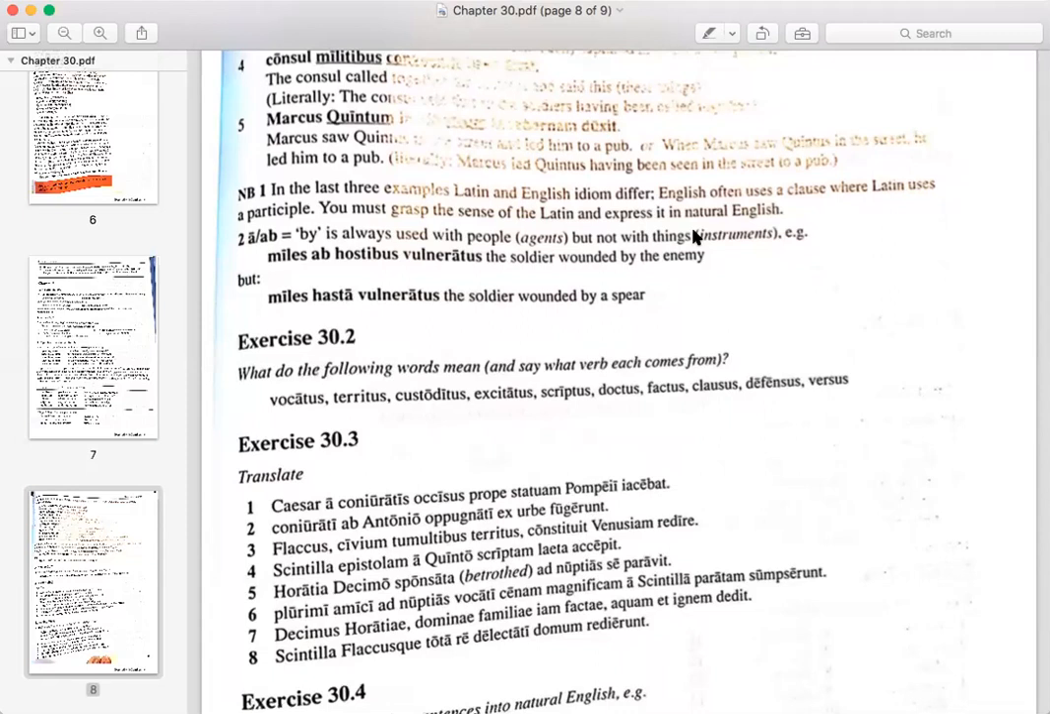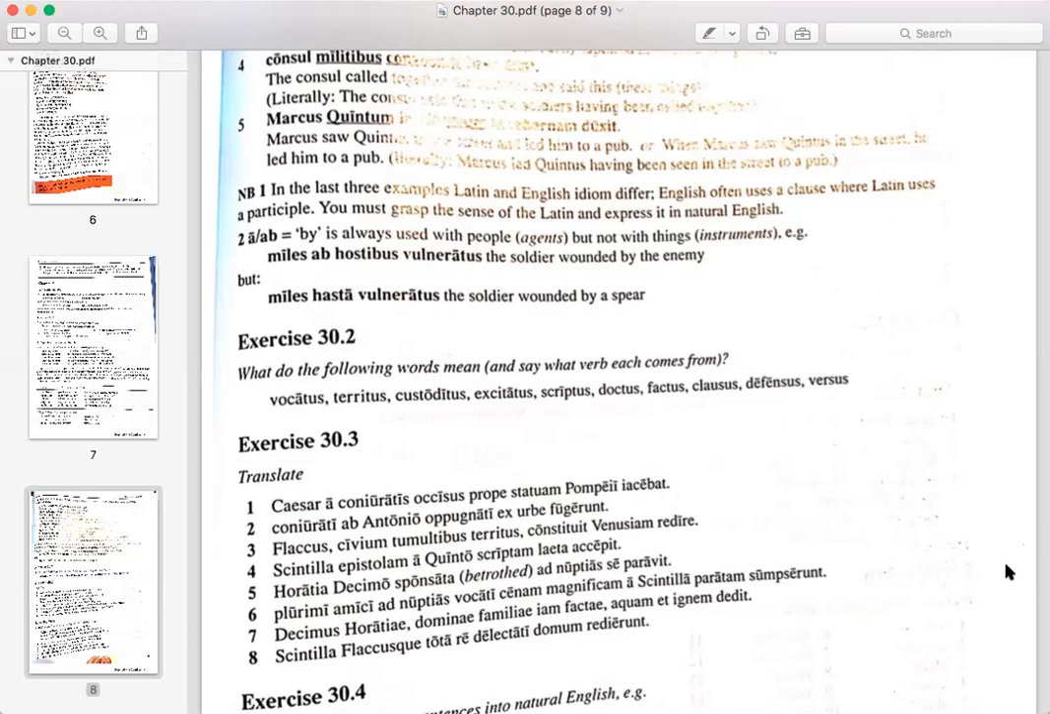Nota bene 2. A or ab, by, is always used with people or agents, but not with things or instruments. And that's kind of what we talked about when we were talking about ablative stuff. So the soldier wounded by an enemy, you've got ab hostibus, which is nice, because that's a straight up indication that you've got something that's passive. But in the second example, the soldier wounded by a spear, the hasta does not have a preposition, but it is in the ablative case as indicated by that long mark over the A.